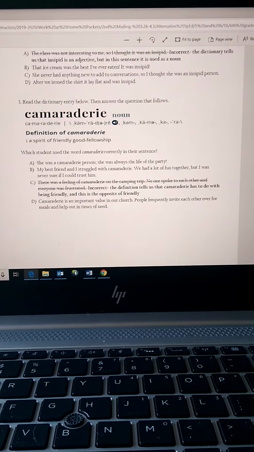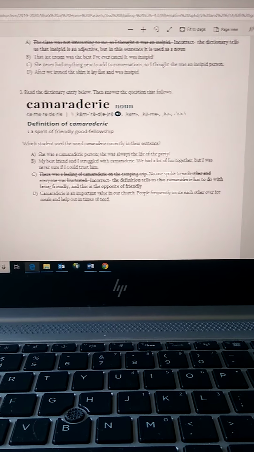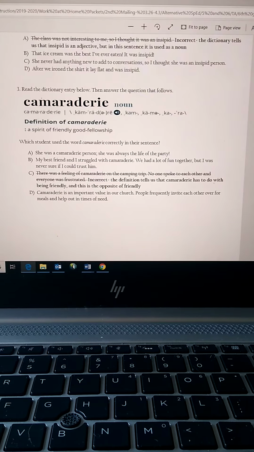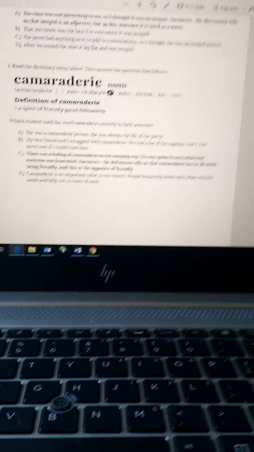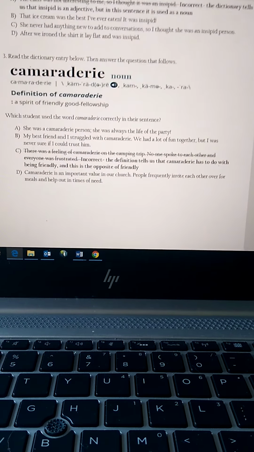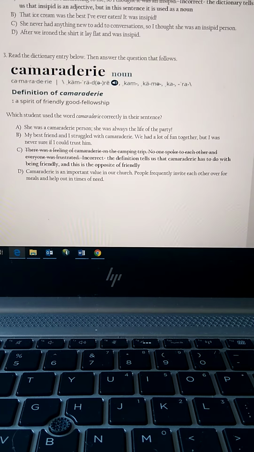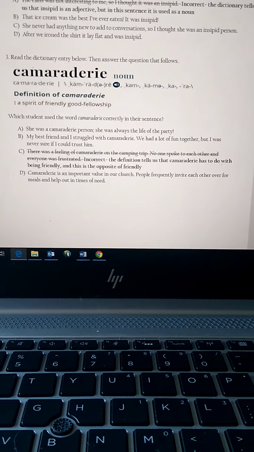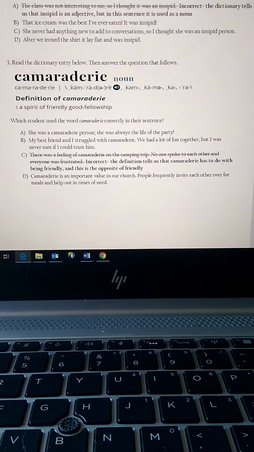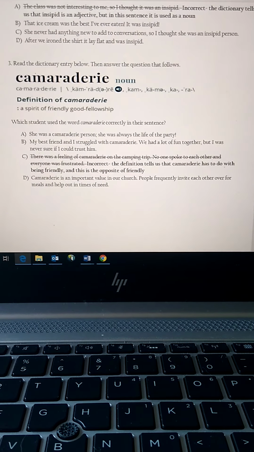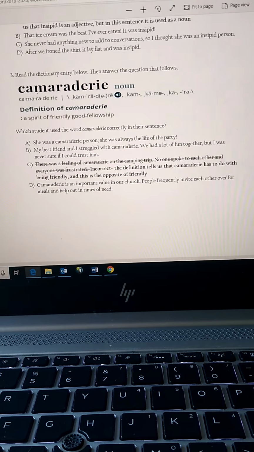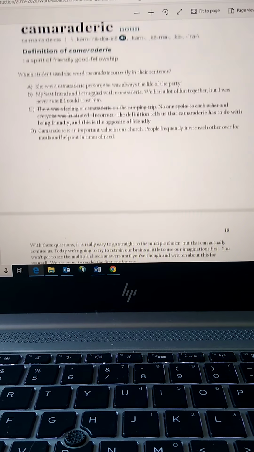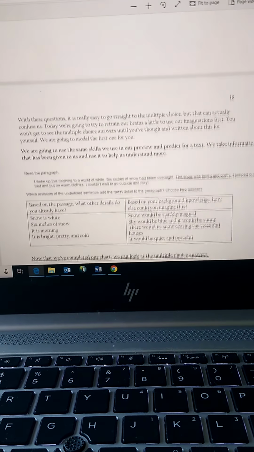I crossed out C, which says there was a feeling of camaraderie on the camping trip. No one spoke to each other and everyone was frustrated. That's incorrect because the definition tells us that camaraderie has to do with being friendly, and not talking to each other on a camping trip is the opposite of friendly. D. Camaraderie is an important value in our church. People frequently invite each other over for meals and help out in times of need. So make your choice for A, B, or D. And then we'll go on to the next page.